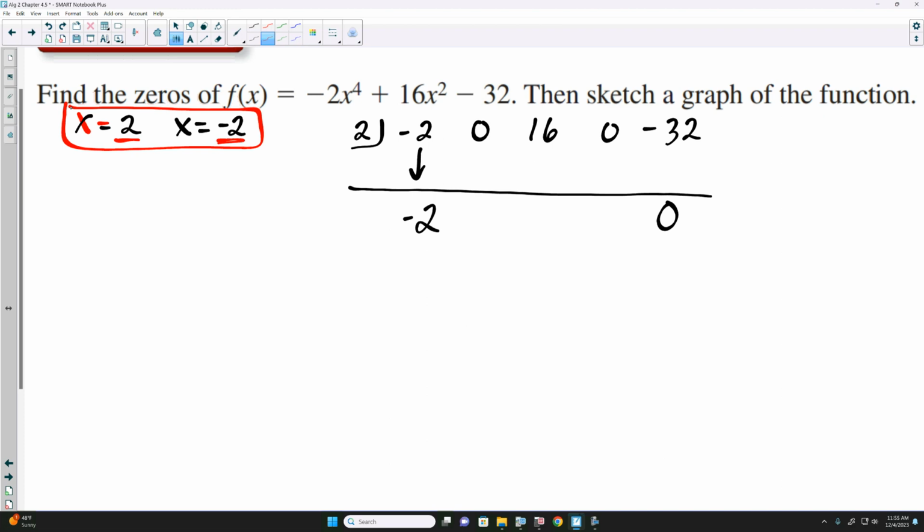Now with the factor theorem, we'll go through and do the division. 2 times -2 is -4. 0 plus -4 is -4. 2 times -4 is -8. 16 plus -8 is 8. 2 times 8 is 16. 0 plus 16 is 16. And 2 times 16 is 32. And lastly, -32 plus 32 is 0.